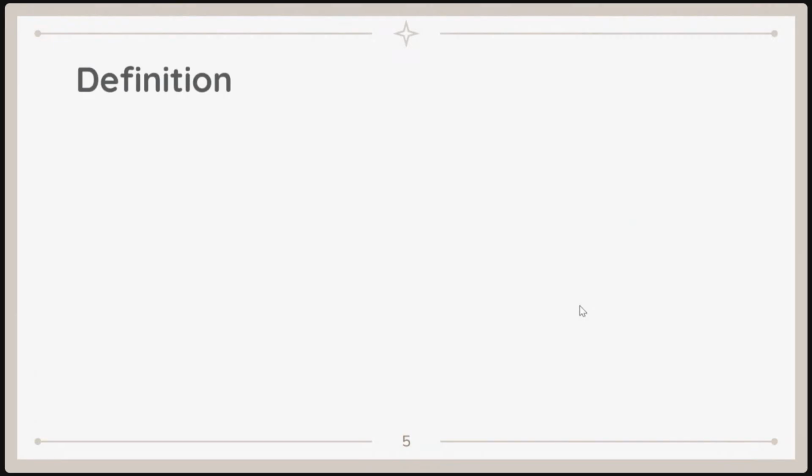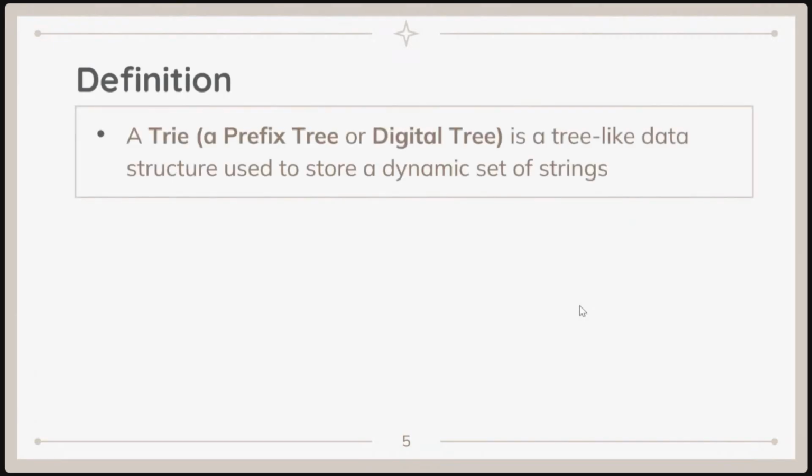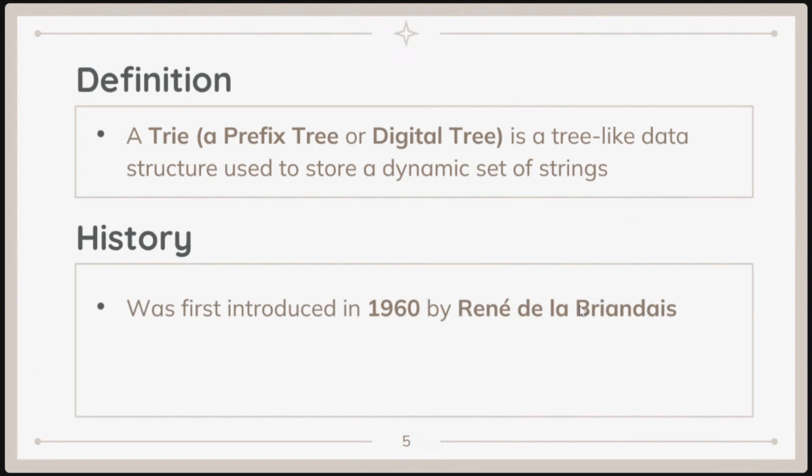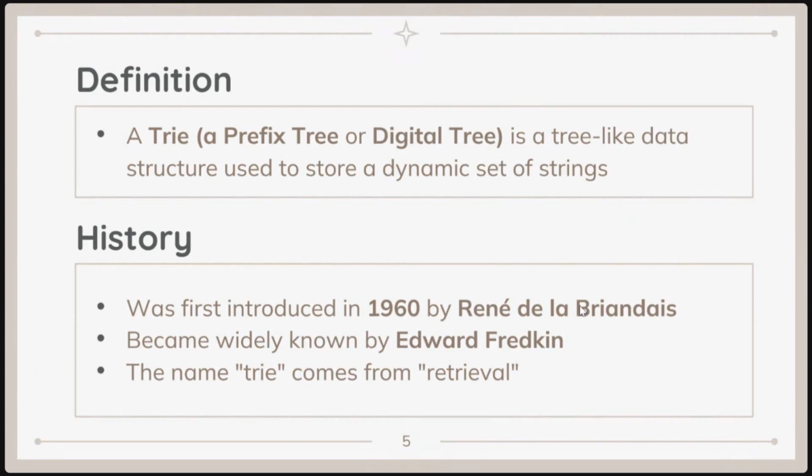First, about the definition of a Trie. A Trie, which is called a prefix tree or digital tree, is defined as a tree-based data structure that is used for storing a collection of dynamic strings. About its history, the concept of the Trie was first introduced in 1960 by René de la Briandais in his paper, File Searching Using Variable Length Keys. It became well known after Edward Fredkin independently rediscovered it and gave it the name Trie, which comes from retrieval.